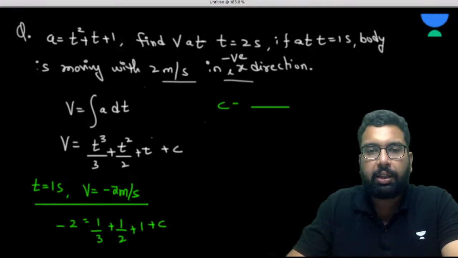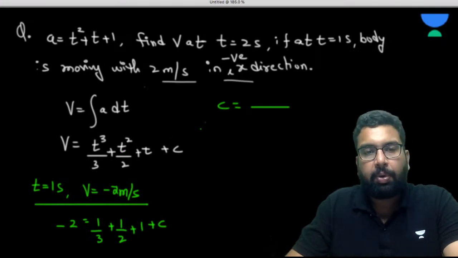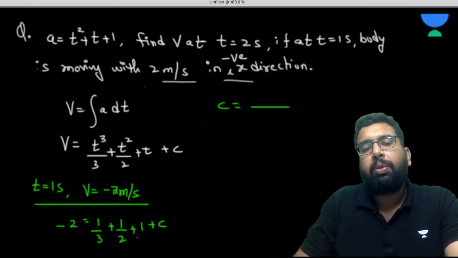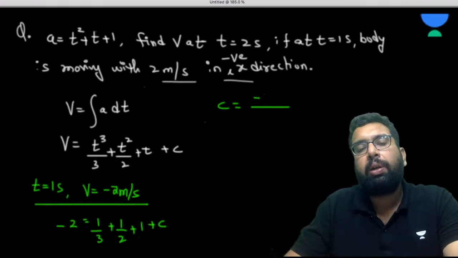Can you tell me what is c from here? So let's check what is the c here. We are getting 1 by 3, 1 by 2 plus 1. So it is going to be 5 by 6 plus 1, that is 11 by 6. So it is going to be equal to minus 12 by 11.